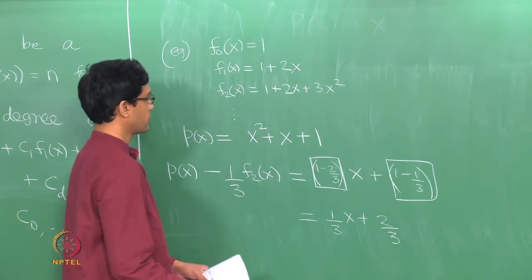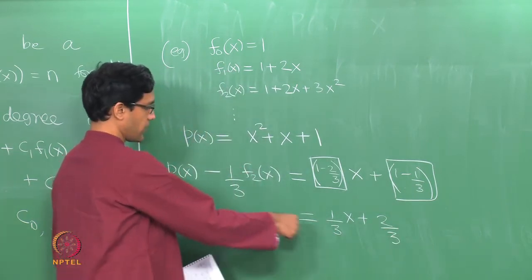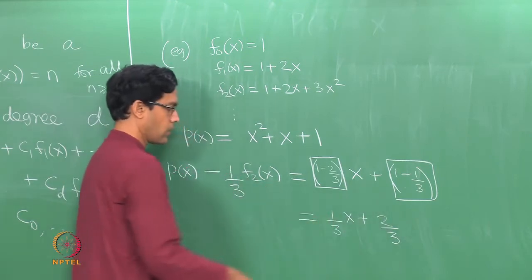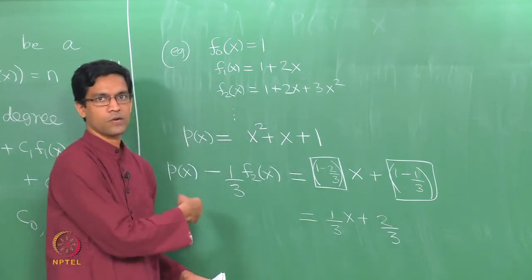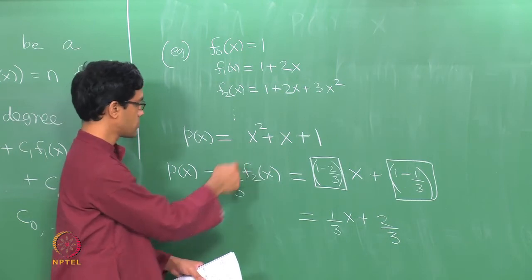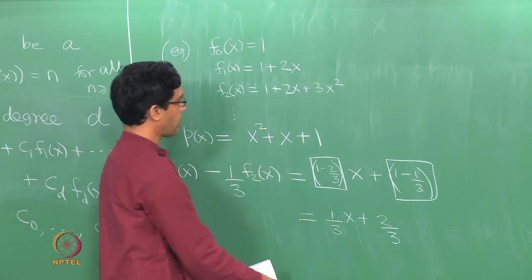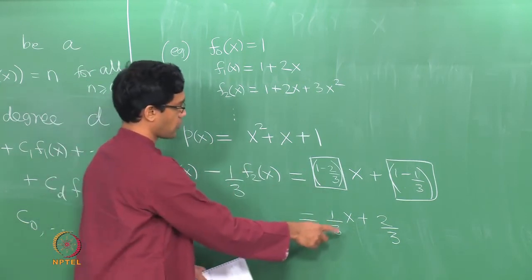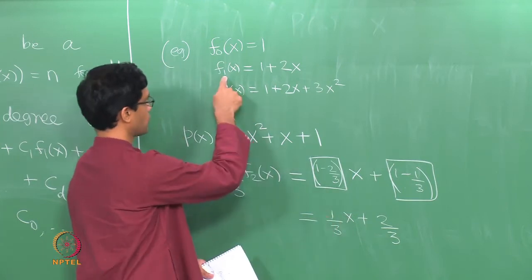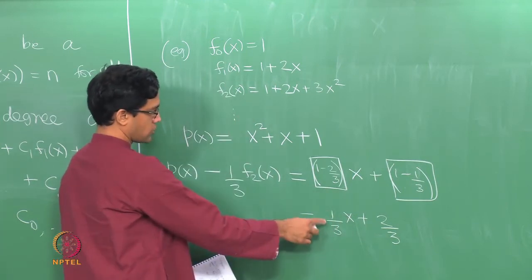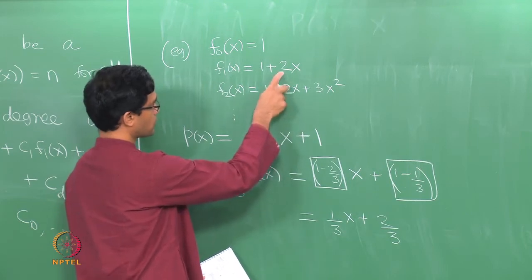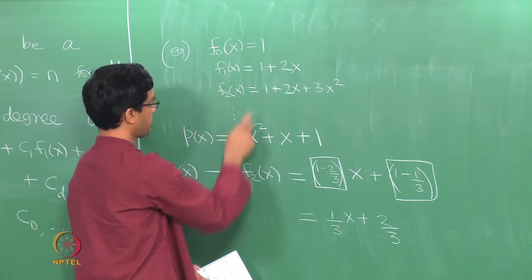Now again I do the same sort of thing. I look at the resulting polynomial. This is now of degree 1 smaller. The original polynomial was degree 2, and after subtracting out it is only degree 1. So now I try and match the coefficient of x with the coefficient of x in f1. This is 1/3, whereas this is a 2. So what I will do is divide f1 by a 6.